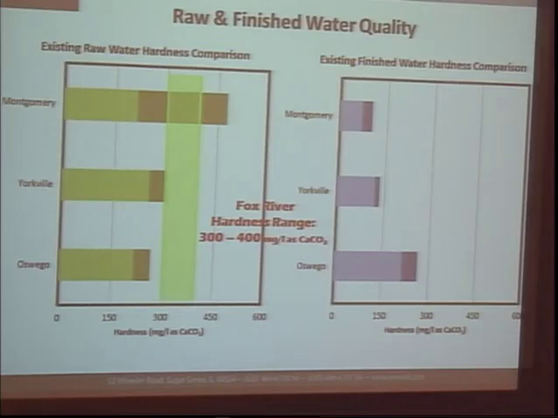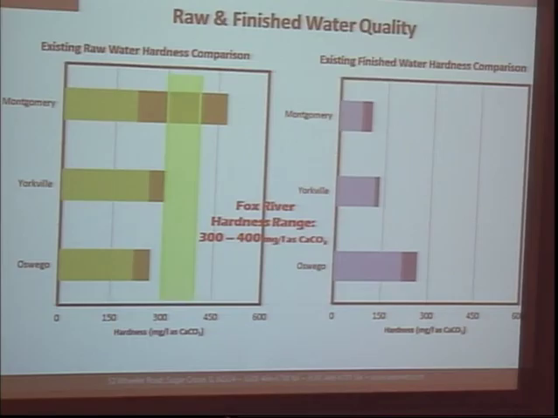Currently, though, from a finished water quality standpoint, the water that you actually distribute out to your consumers, both Montgomery and Yorkville soften their water in their treatment plants. So your hardness is a lot lower, on the order of 70, 80, maybe up to 100, 125 milligrams per liter. Oswego, while they have the deep wells and they have treatment in place to take care of the radium, because they have radium and they need to treat for that, the treatment process that they use does not soften the water.